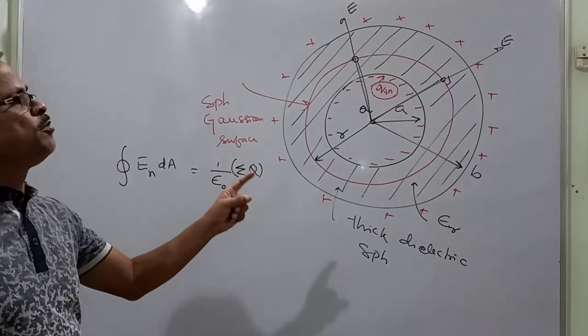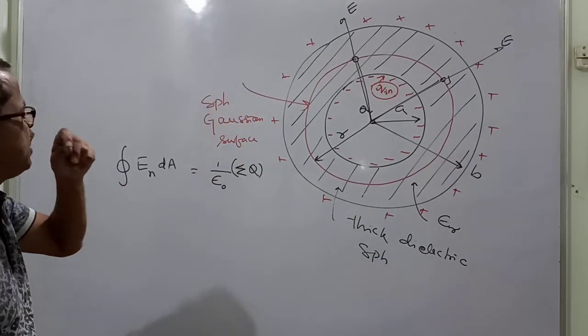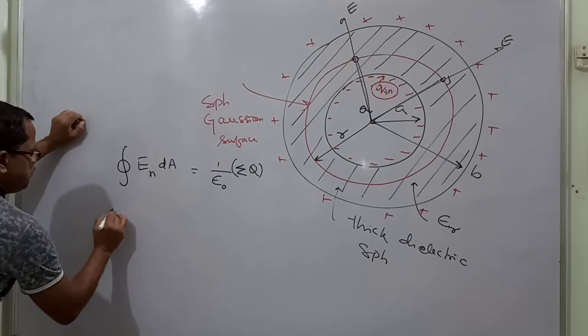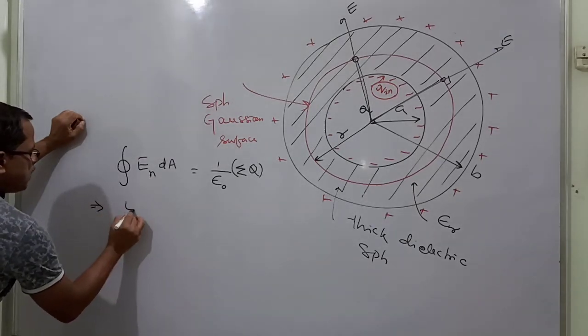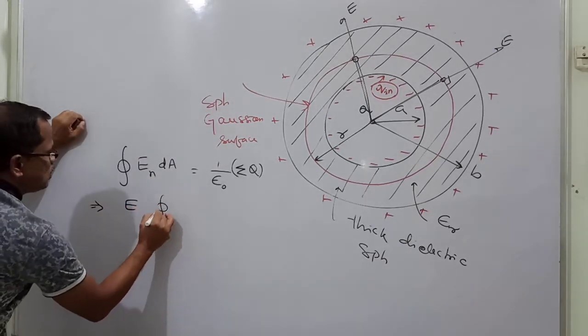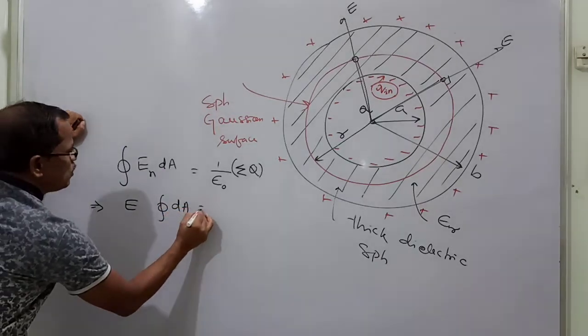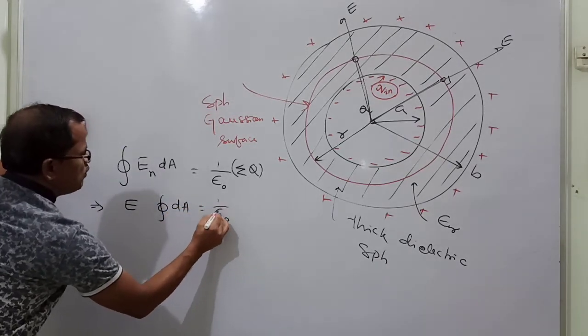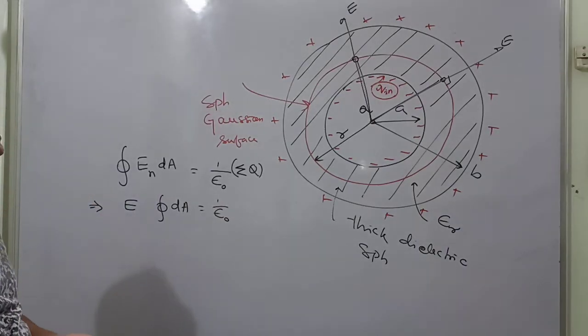Because you know a radius is always normal to a sphere, the electric field is the same and normal. That's why I have taken E outside the integral. Then the integral of dA is equal to 1 by epsilon 0 times the total charge present inside the Gaussian surface.